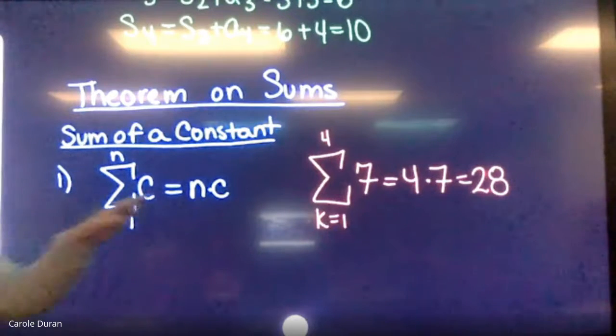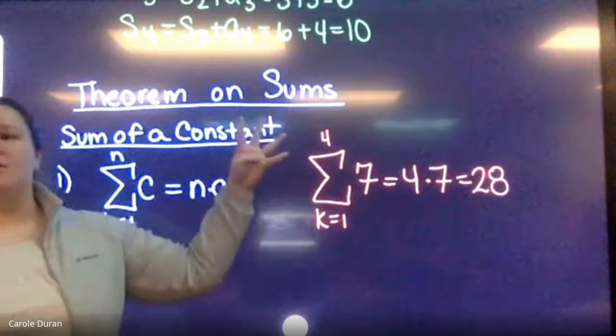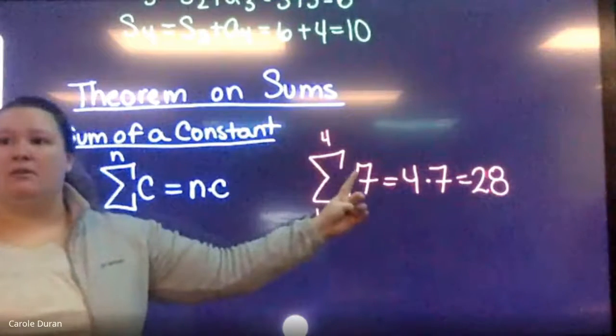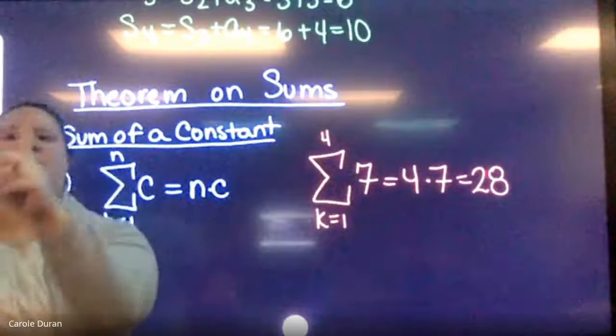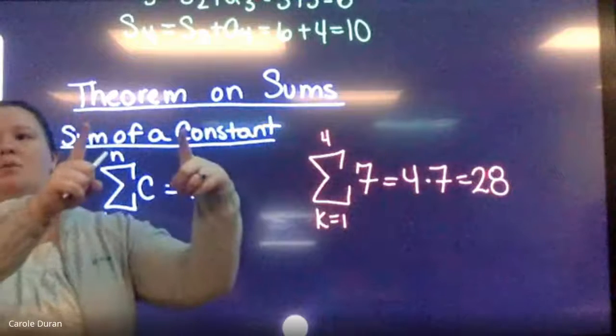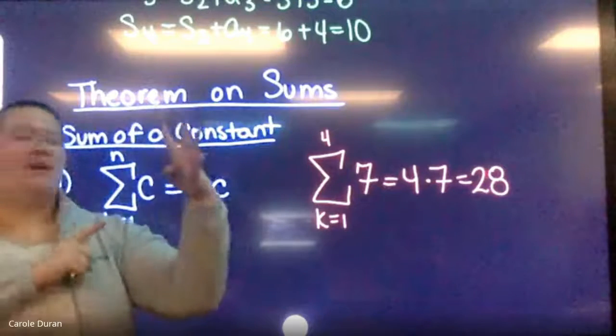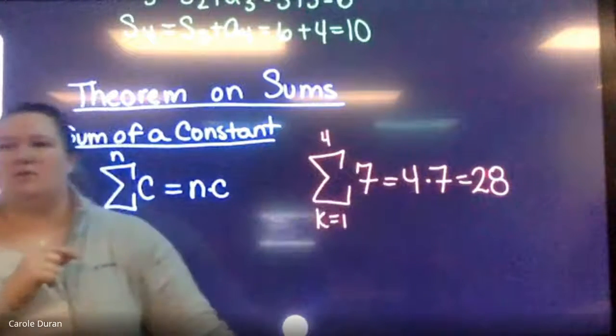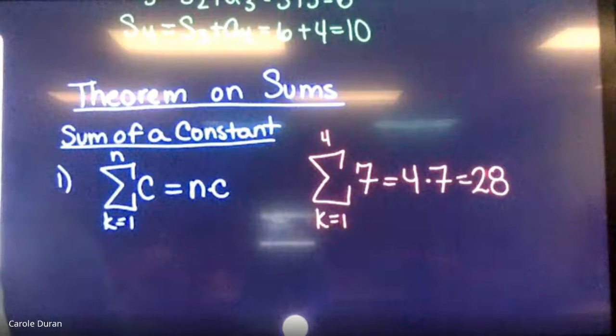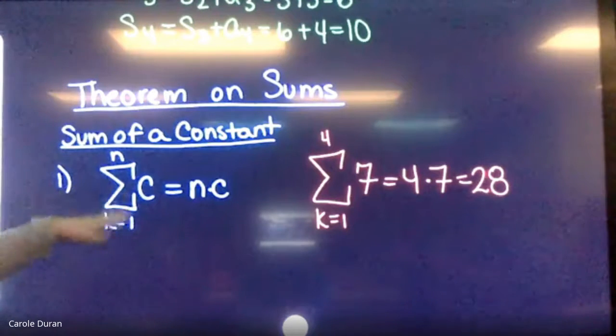Okay, so Marissa, this was saying I added the first 4 terms and each of my terms was 7. So I took 7 plus 7 plus 7 plus 7, which is the same as adding 7 4 times, which gave me 4 times 7, which is 28. Does that make any more sense? Okay, we'll talk about it. Everybody else, does that kind of make sense? Nadia? Okay, so the k equals 1 at the bottom of the summation just means we're starting at term 1.